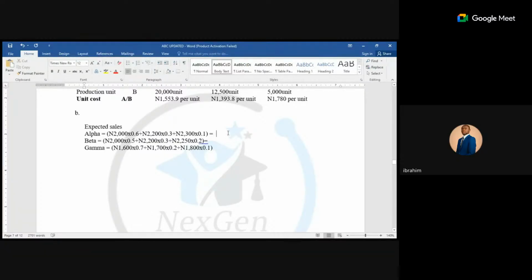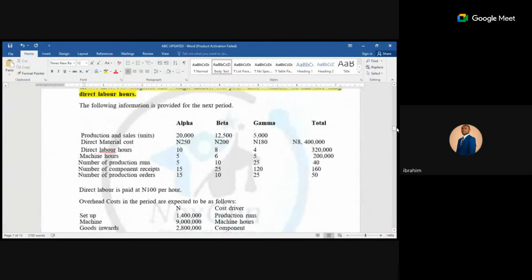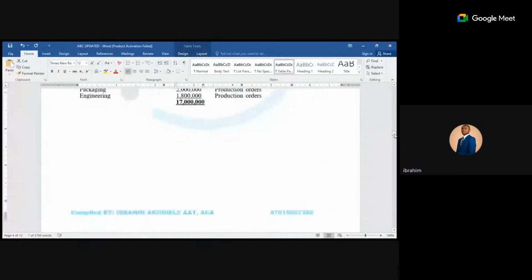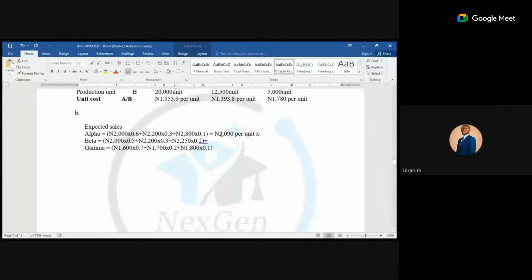So what do you have here, class? The first one, alpha, is 2,090 naira per unit. How many units did they sell? They produce 20,000 and sold 20,000. Is that not so? Thank you. Can you see what you have?